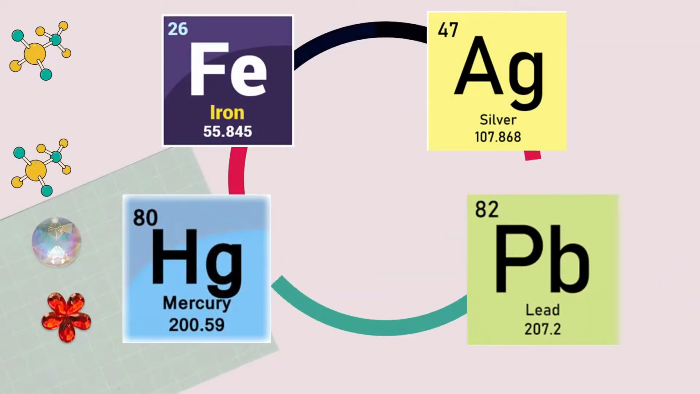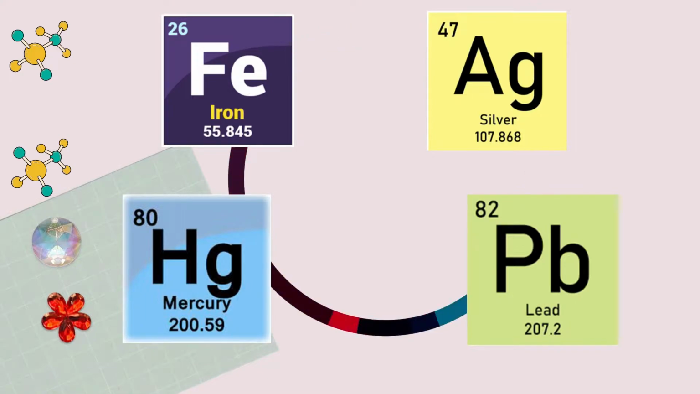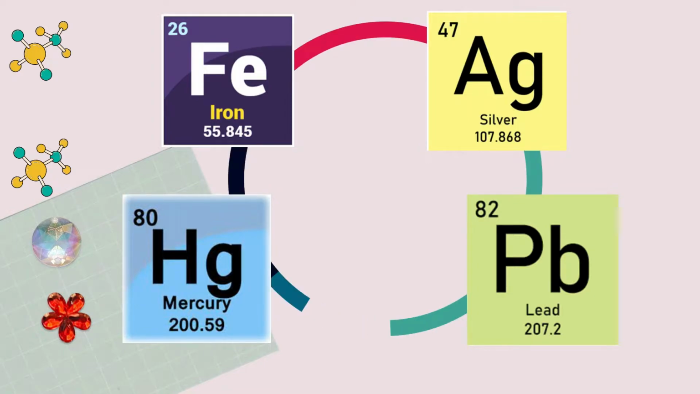There are symbols of elements that are not found in their names, like iron, silver, mercury, and lead. These letter symbols were taken from their Latin names, such as ferrum for iron, argentum for silver, hydrargyrum for mercury, and plumbum for lead.